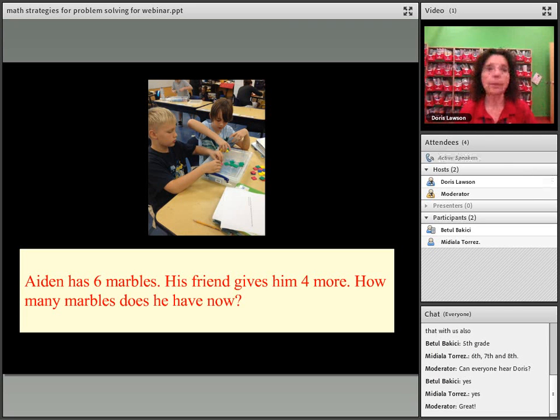Okay? So I have definitely done that this week, given my kids this exact problem and said, okay, here's your 6. You're going to get 4 more. What's happening? What's happening is that you're getting more. It's a combine, it's a join, it's an add, and I keep using all those words, because with my students with disabilities, one of those words is going to click.